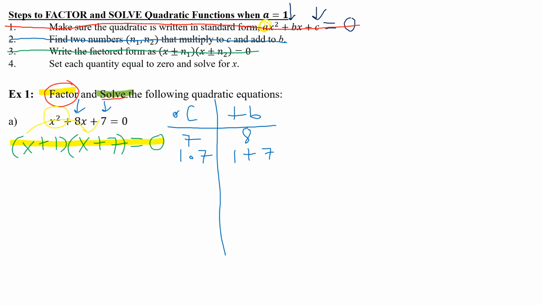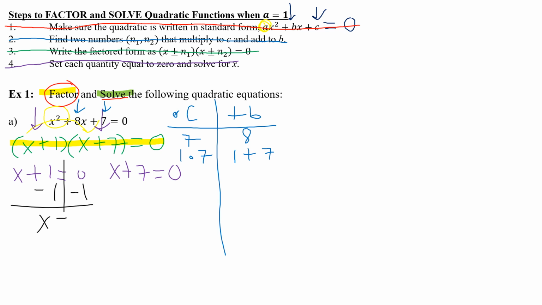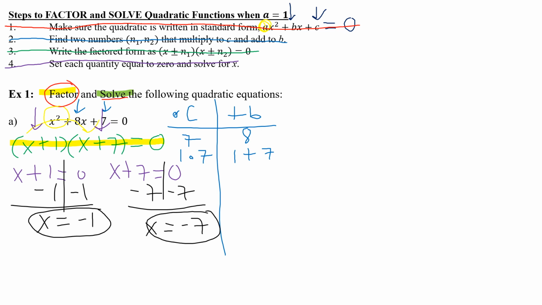So we finished the first thing. Now we need to work on the second one, which says solve it. Okay, so we move on to step 4, which says set each quantity equal to 0 and solve for x. So here's the first one we're going to set equal to 0. x plus 1 equals 0. And then the second one is x plus 7 is equal to 0. Okay, and those are just equations that we're going to solve each one. To get x by itself, we're going to subtract 1 from both sides. Turns out x is equal to negative 1. And then the other equation, subtract 7 from both sides to get x by itself. Turns out x is equal to negative 7.